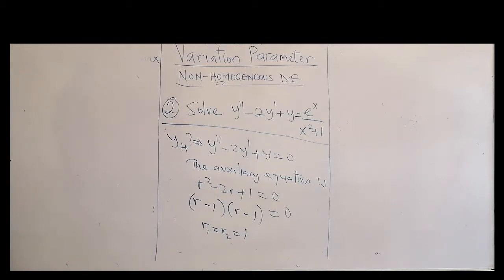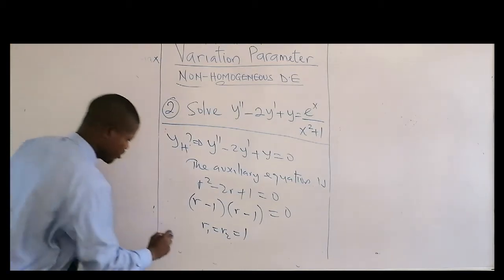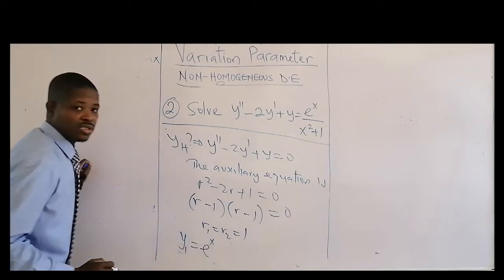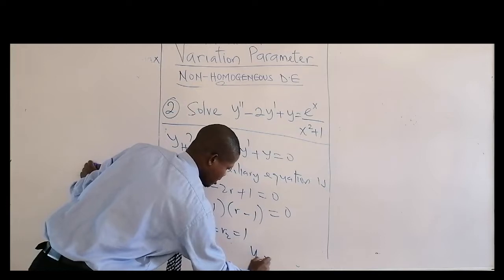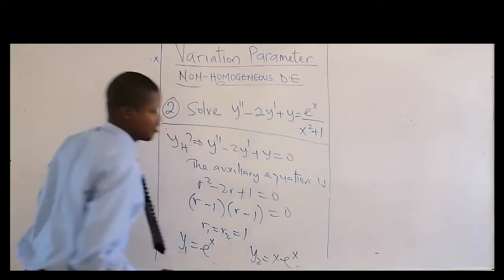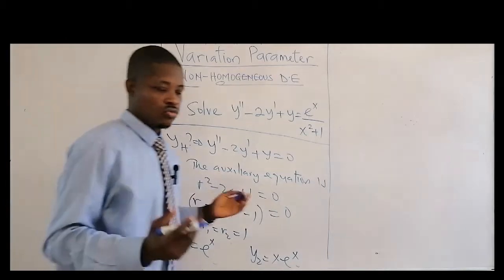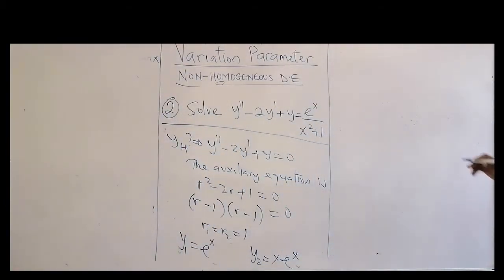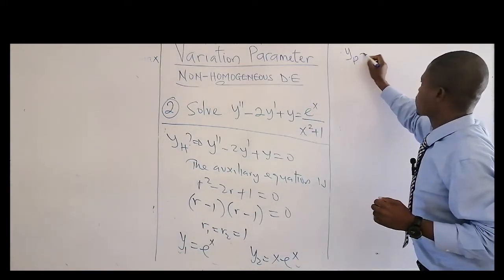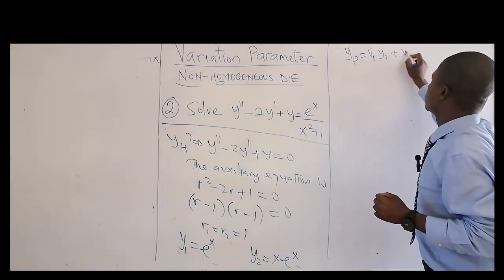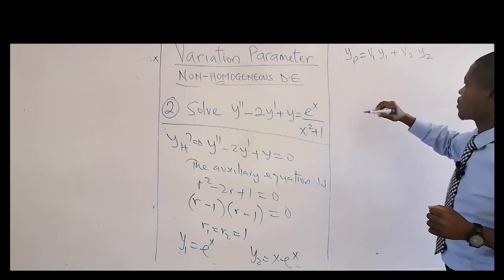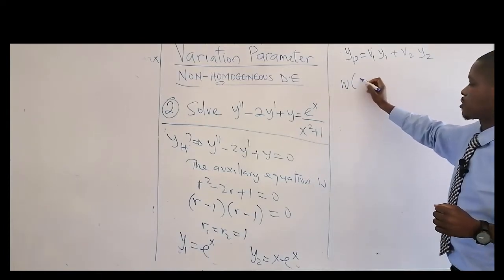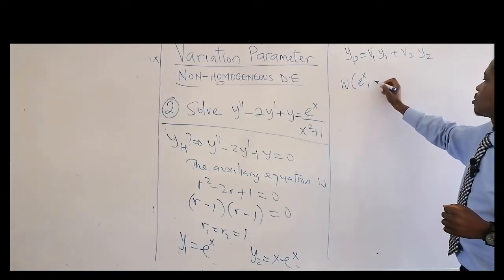That's 1. Then in this case, your solution y1 is equal to e to the power x, and then your y2 will be equal to x e^x. That's for the repeated roots. So in that case, we can write the equation yp is equal to v1 y1 plus v2 y2. Then let's get the Wronskian W of the functions e^x, x e^x.